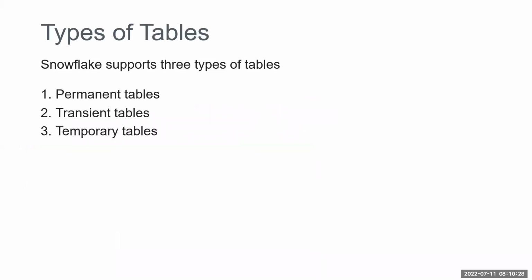Okay. So there are three types of tables. Snowflake supports three types of tables. One is permanent tables, the second one is transient tables, and the other is temporary tables. So let's have a deep look into what these tables are.